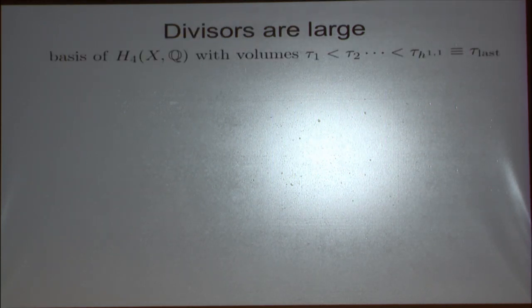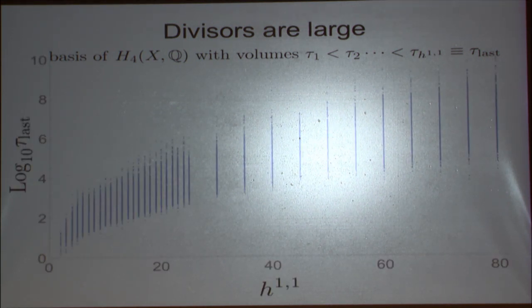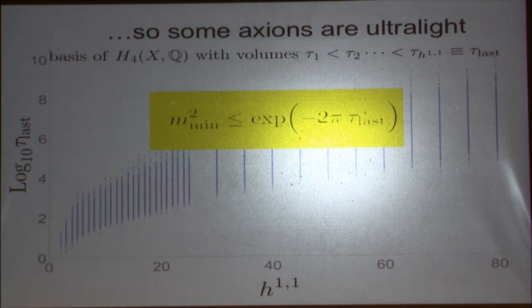Let me take a basis of H4 and compute the volume of every element of that basis. There are H11 elements in the basis, and I'm going to sort those from tau 1, the smallest, up to tau last, the biggest one. And I'll show you tau last. Tau last has volume typically like 10 to the 5 or something. But the action for a Euclidean D3 brane wrapping one of these divisors is e to the minus 2 pi times that volume. And so an axion that gets a mass only from such a Euclidean D3 brane has a mass that's bounded above by e to the minus 2 pi tau last.